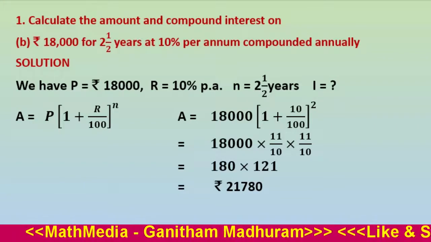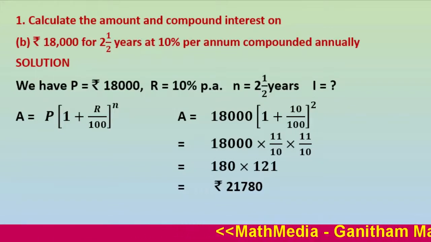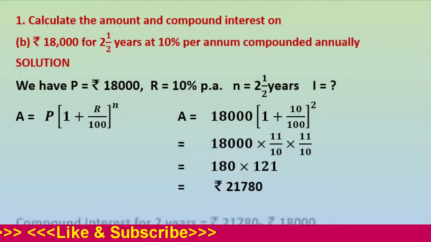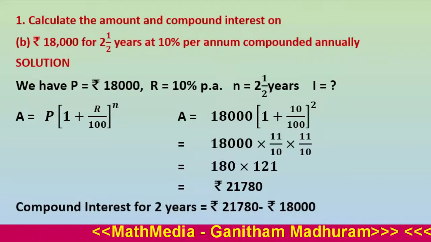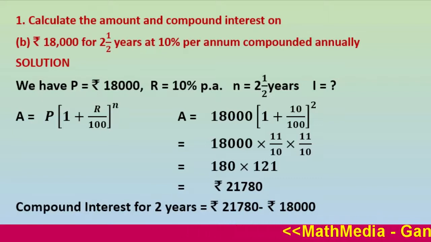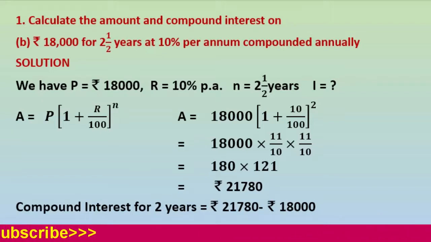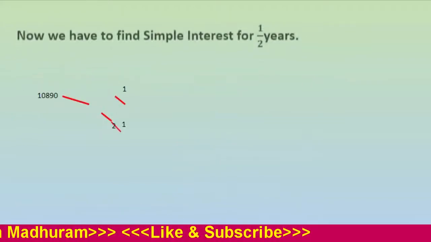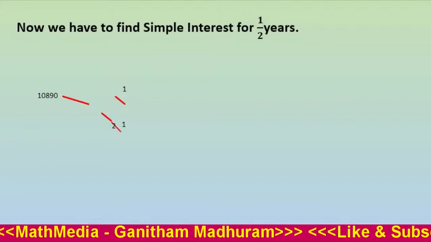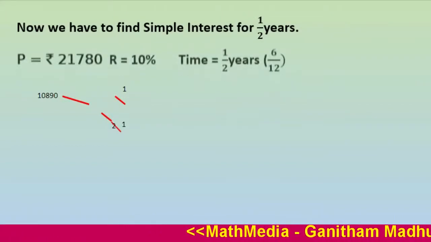Now we have to find the compound interest for half year, means 6 months. That we can see how to find. So compound interest for 2 years equal to 21,780 minus 18,000 equal to rupees 3,780.